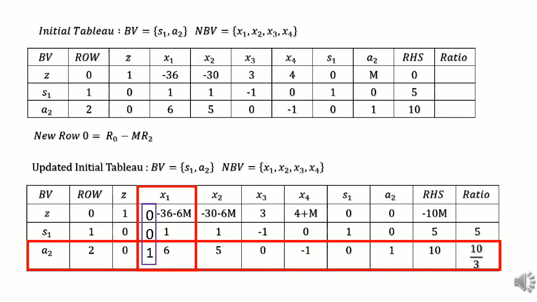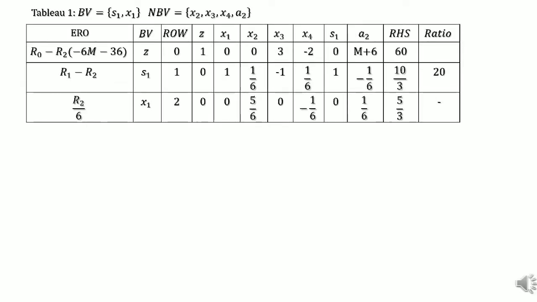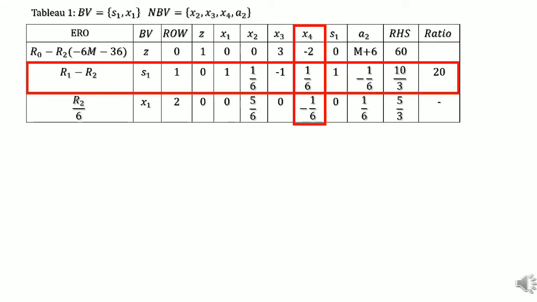Now, we need to find the arrow on how to make number 6 in row A2 column x1 equal to 1, number 36 - 6M in row Z column x1 equal to 0 and number 1 in row S1 column x1 equal to 0. So, we will get the arrow and Tableau 1 like this. For Tableau 1, x4 will be the entering variable as it is the most negative coefficient in row 0. S1 will be the leaving variable, as it has the smallest non-negative ratio.